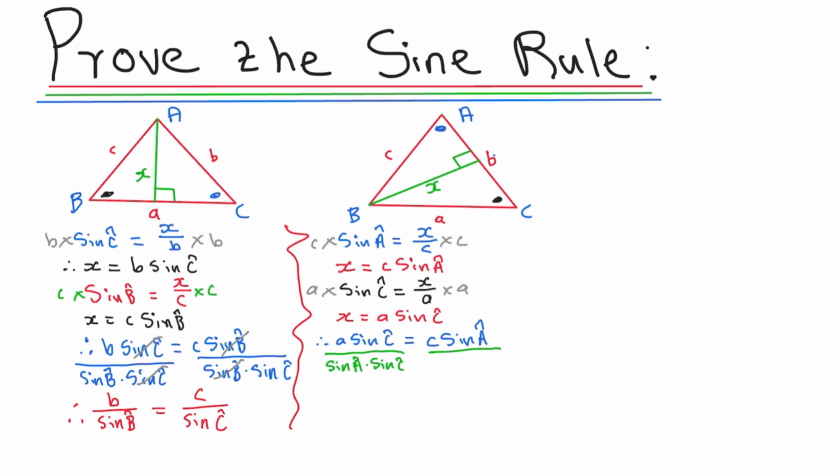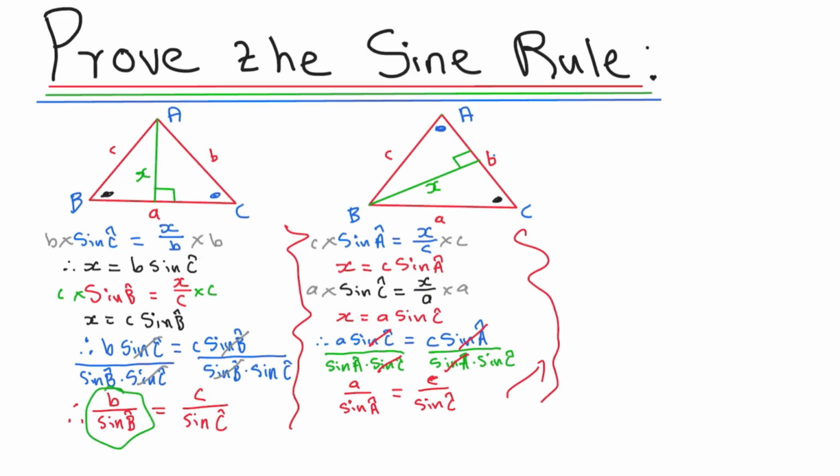So let's go. I'm going to say sine A dot sine C, and then these will cancel. Remember I said sine C will cancel sine C. You'll be left with a over sine A equals, again here sine A will cancel sine A, you'll be left with c over sine C. So now we can conclude, our last step is the fact that we have b over sine B equals c over sine C. Again, a over sine A equals c over sine C.